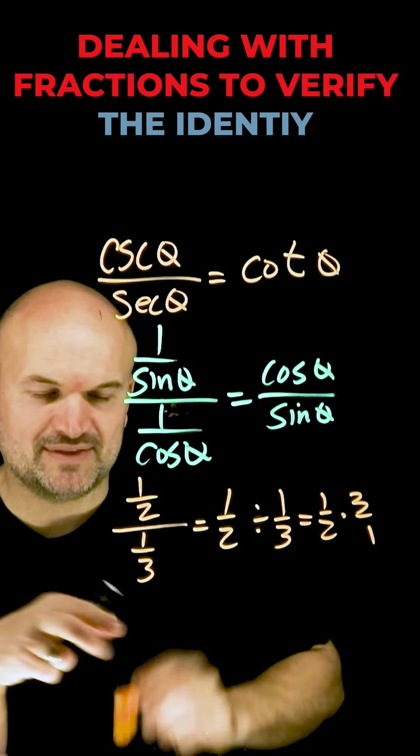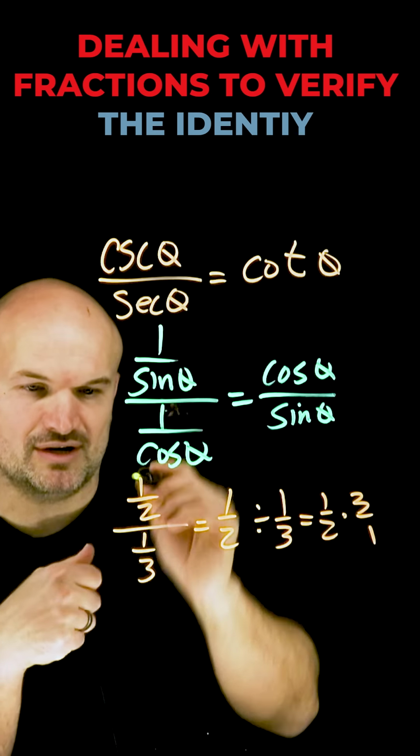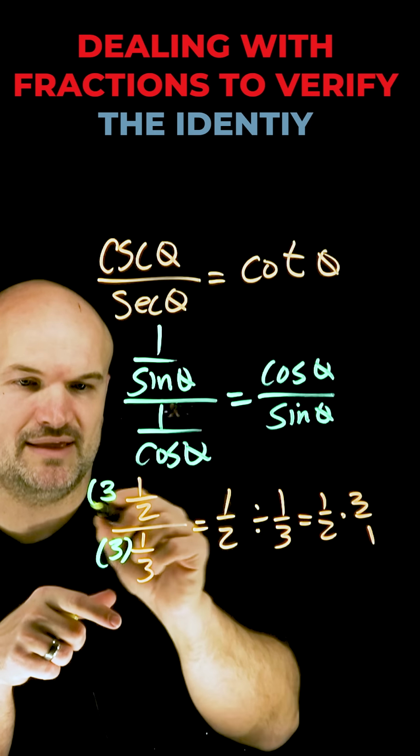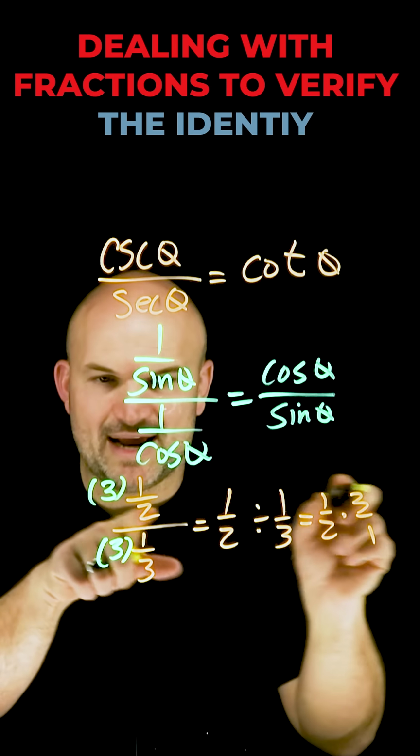Another way you can think about this is if I want to get rid of my divisor, I'm going to multiply by a 3. Right? I'm going to multiply by 3 in the denominator as well as a 3 in the numerator. Again, you can see the 1/2 times 3.